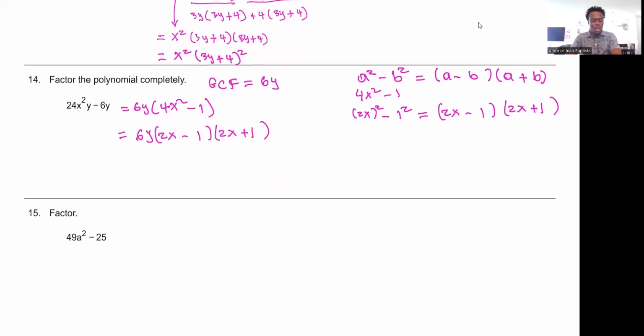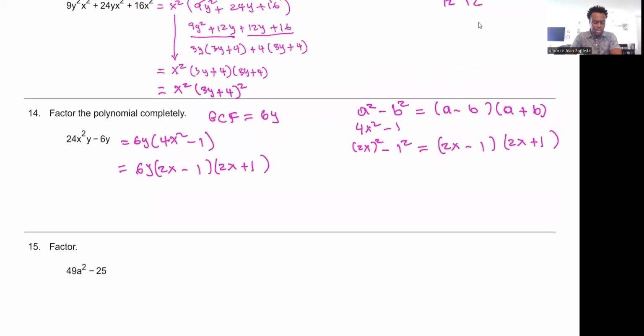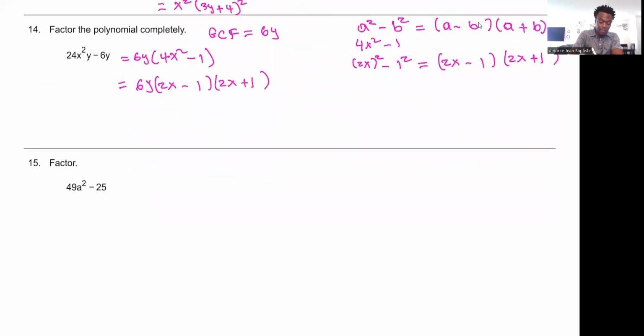And then the next problem is pretty much the same process. Identify and then factor using the difference of squares. So first, let's identify the squares. 7 is what you square to get 49. So 7a squared, minus 25. 5 is the number to square to get 25. So that is 5 squared.